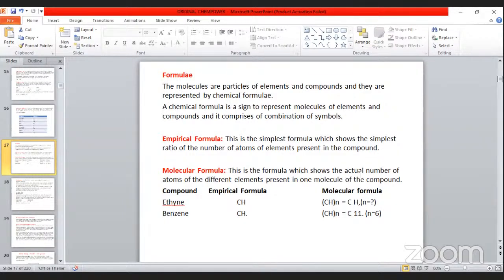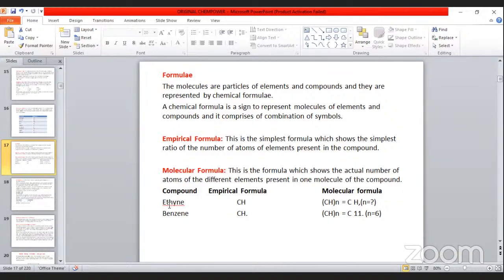Okay, let me continue. There are two major formulas that you can have in chemical formula representation. You have the empirical formula and the molecular formula. The empirical formula is the simplest formula, which shows the simplest ratio of numbers of atoms of elements present in a compound. Whereas the molecular formula shows the actual number of the atoms of the different elements present in a molecule of a compound, okay?